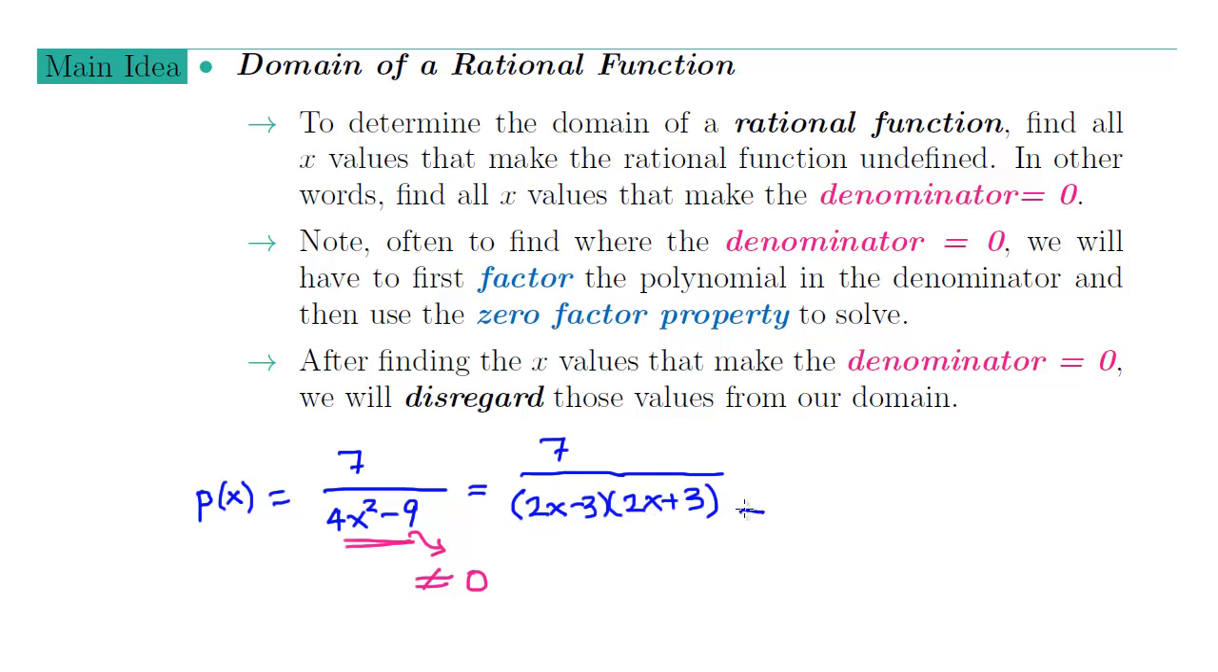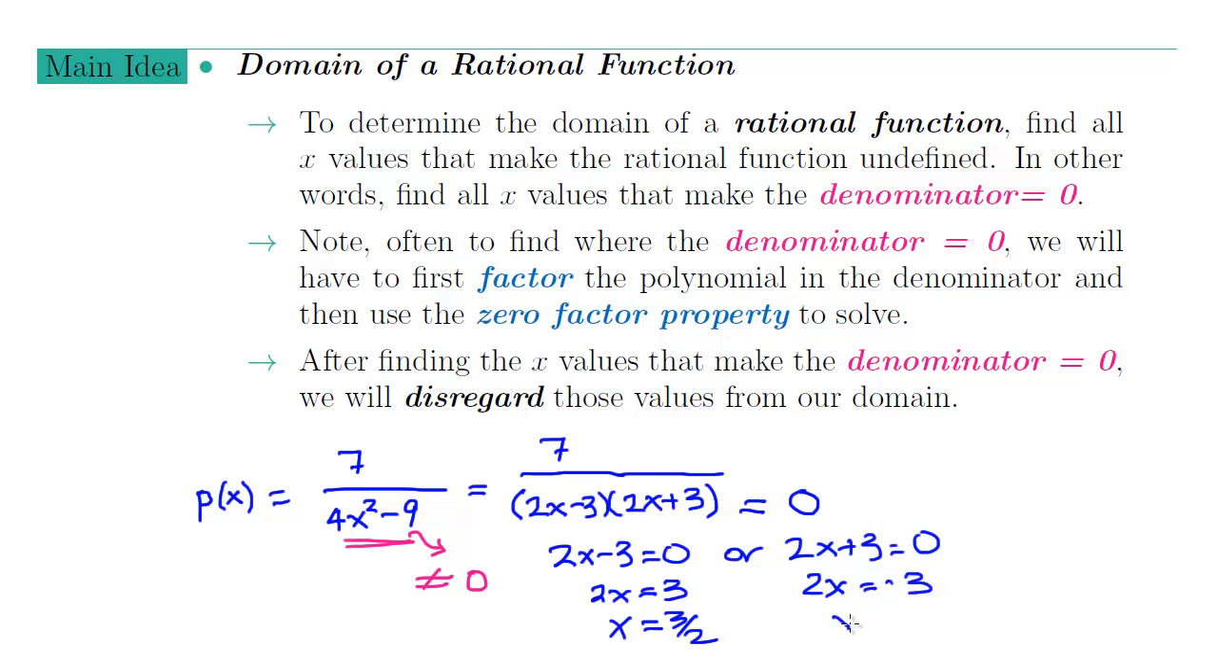Now, where does 2x minus 3 times 2x plus 3 equal 0? Well, it will be 0 where either of those factors is equal to 0. So let's set each of those individual factors equal to 0 and solve. That means that x could not be 3/2, or x could not be negative 3/2, because if it was, then that would make the expression undefined. Those are the values where our denominator is equal to 0. These are called the restrictions on our domain.